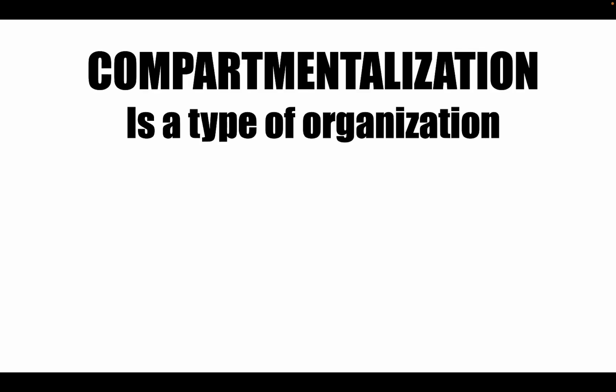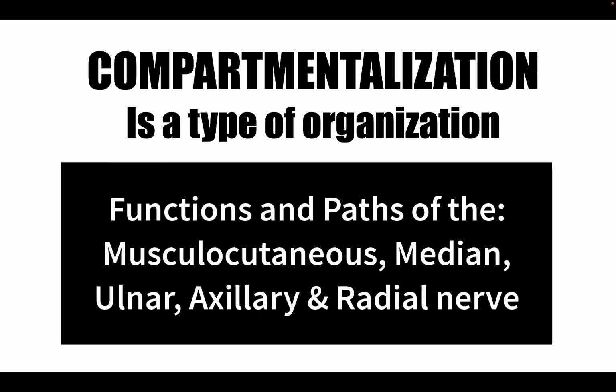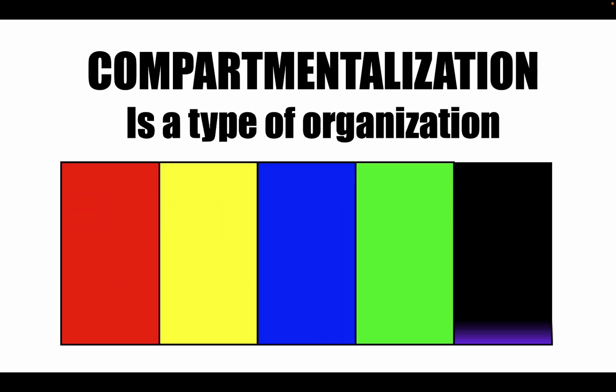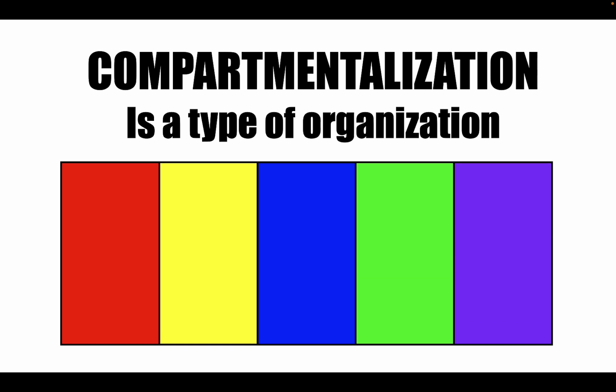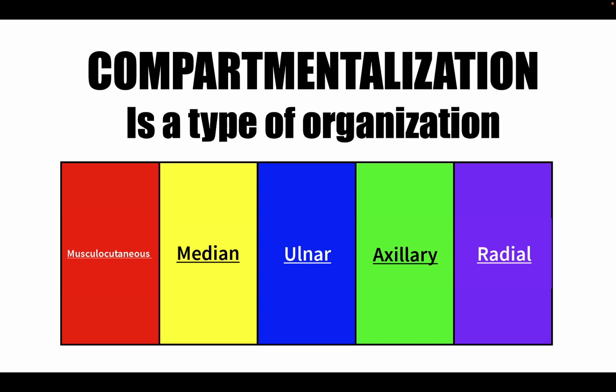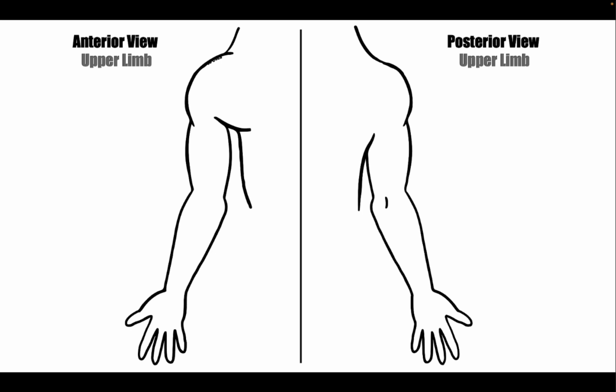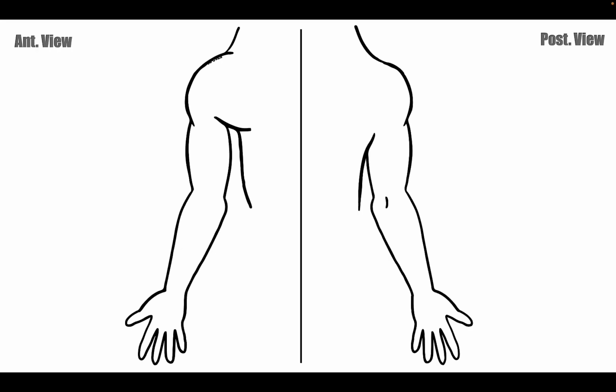So to reiterate, compartmentalization is a type of organization that I'm going to show you how to use to your benefit. We will take a subject like the functions of the paths of the 5 main terminal branches of the brachial plexus and organize that massive amount of information into smaller, more manageable pieces, laying the foundation to build on later as we learn more and more details. In the case of the brachial plexus, we are going to compartmentalize the upper limb, organizing it into different sections using the joints that exist in these areas as natural separations that form the different compartments.